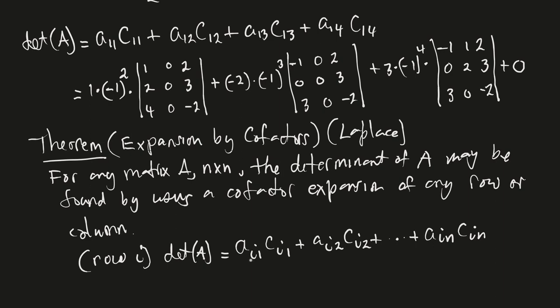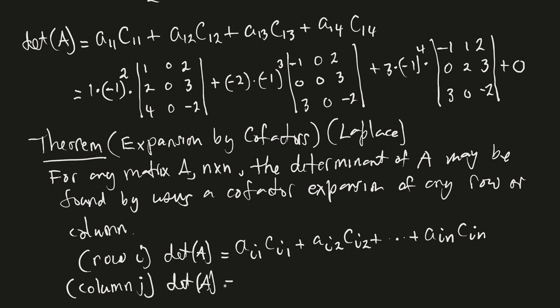So in our original definition, i was equal to 1, and that was row 1. But what Laplace figured out is, you don't have to use row 1. You can use any of the rows. Not only that, but you can use any column. So if you were to use column j, this is what the expression would look like.